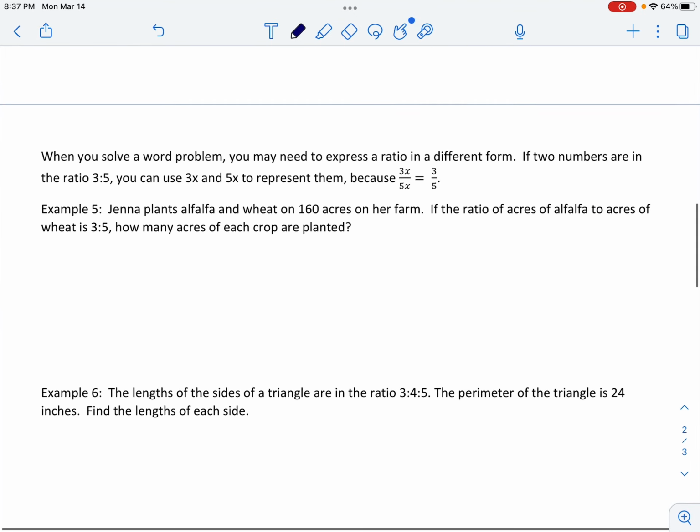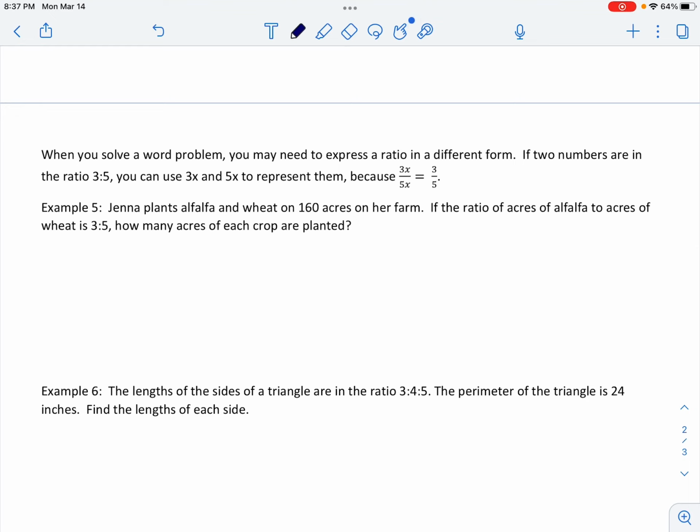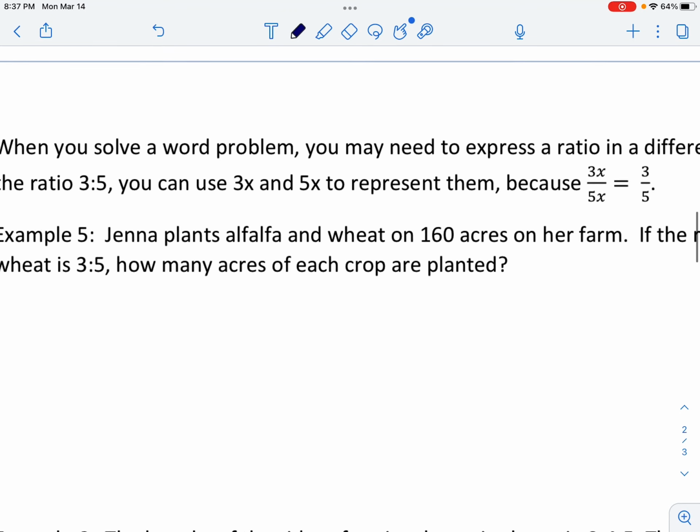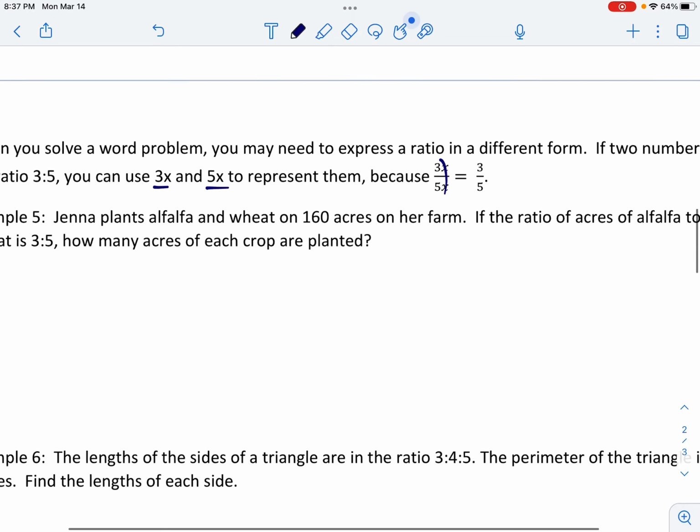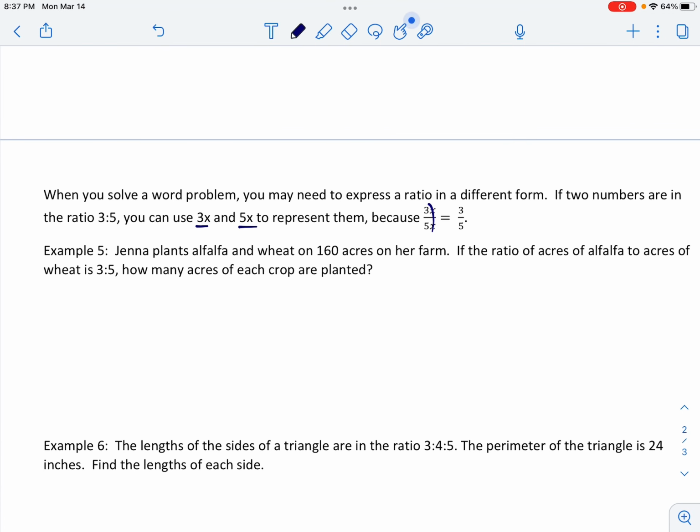All right, when you solve a word problem, you may need to express a ratio in a different form. If two numbers are in the ratio 3 to 5, you can use 3x and 5x to represent them because 3x over 5x is the same as 3 over 5. So here we're going to look at Jenna, and she's planting alfalfa and wheat on 160 acres on her farm. If the ratio of acres of alfalfa to acres of wheat is 3 to 5, how many acres of each crop are planted? So we can think about what it said up here.